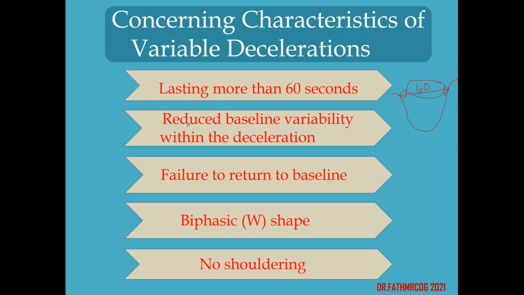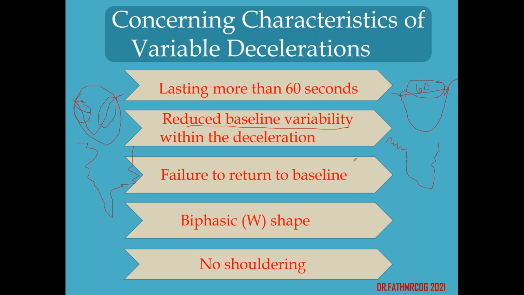The second is reduced baseline variability within the deceleration. Normally there is variability in the deceleration, but if there is reduced variability, just flat, with no variability or reduced variability, this is the concerning feature. Normally it should be like that. This is the normal variability. So reduced baseline variability is one of the concerning characteristics.